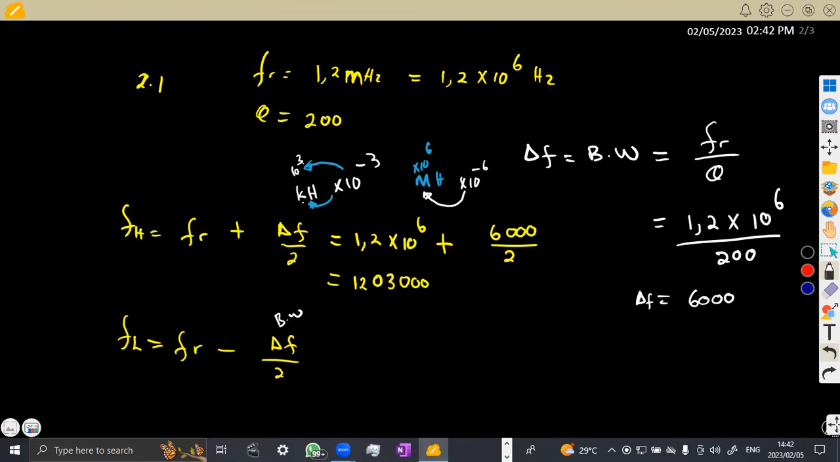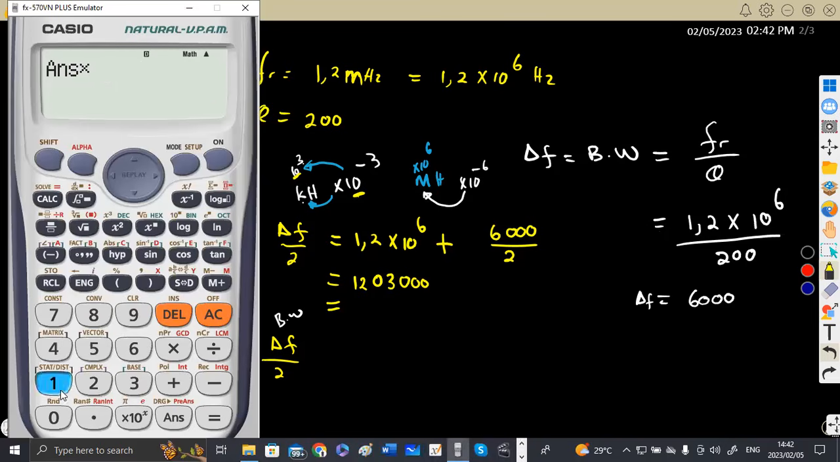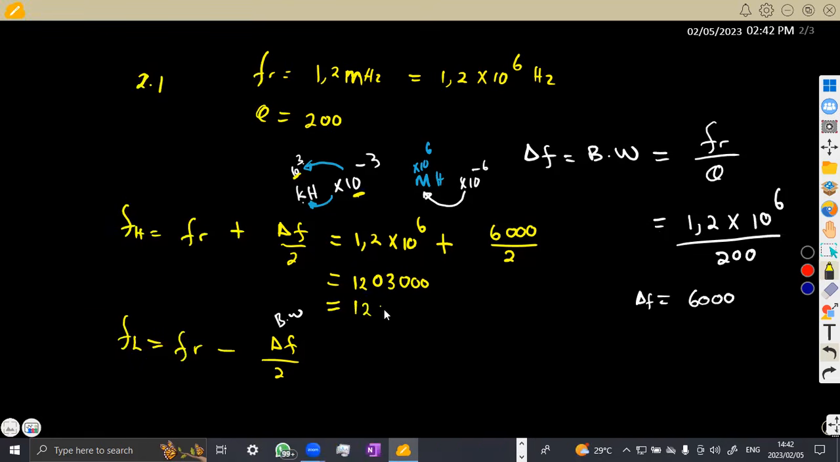Okay, so in this case, I'm going to just convert this to kilohertz. To convert to kilohertz, I have to multiply by the inverse of 10 to the power of 3, which is 10 to the exponent of 3. So on my calculator, I'm going to multiply by 10 to the exponent of negative 3, like that. So that's 1203. That answer is now in kilohertz. So it's 1203 kilohertz. So that's how you simply convert from your calculator.